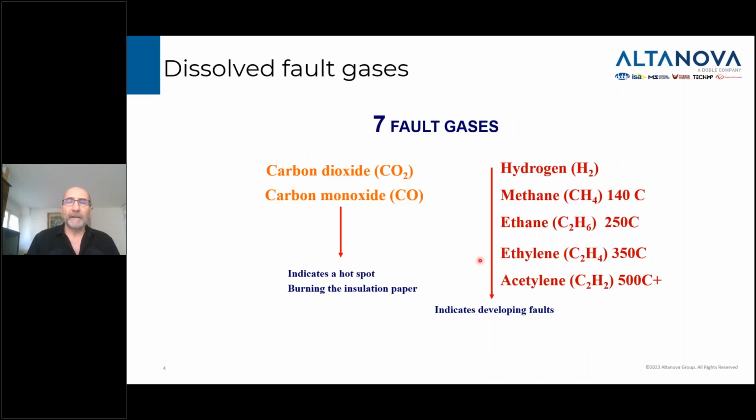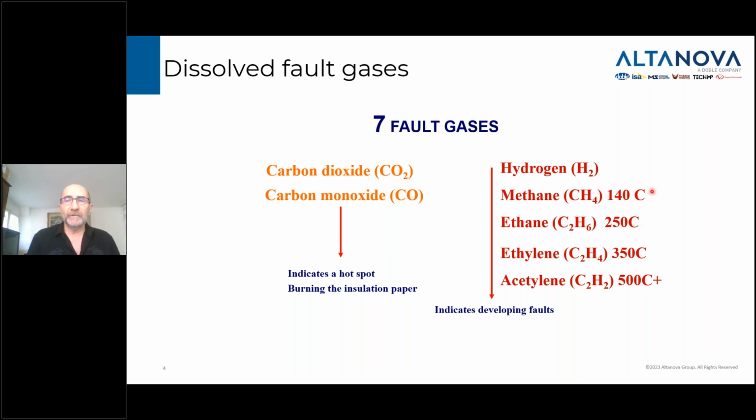Now, each of those gases is created at a very specific temperature. Methane starts appearing in your oil if you have a fault temperature over 140 degrees C. Ethane starts appearing at around 250 degrees C. Ethylene is around 350, and acetylene is over 500 degrees C, up to 1200 degrees C.